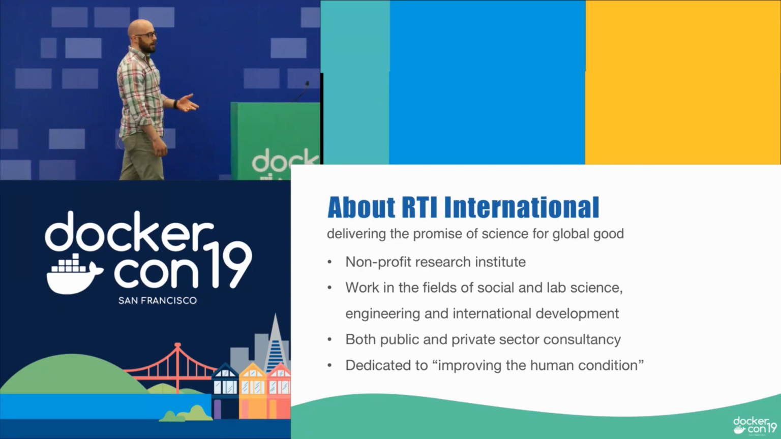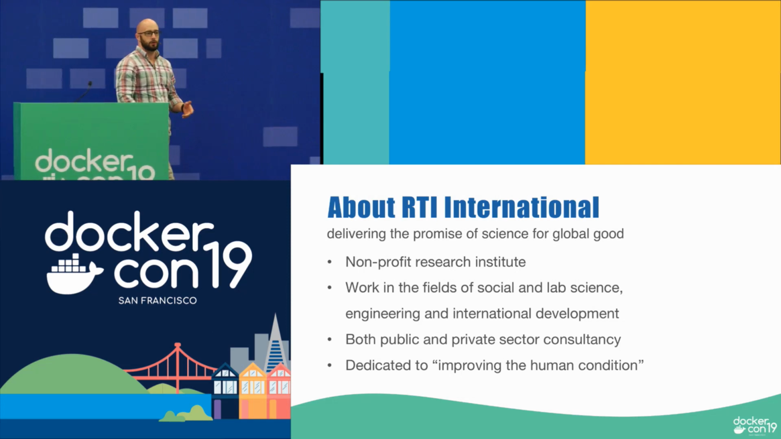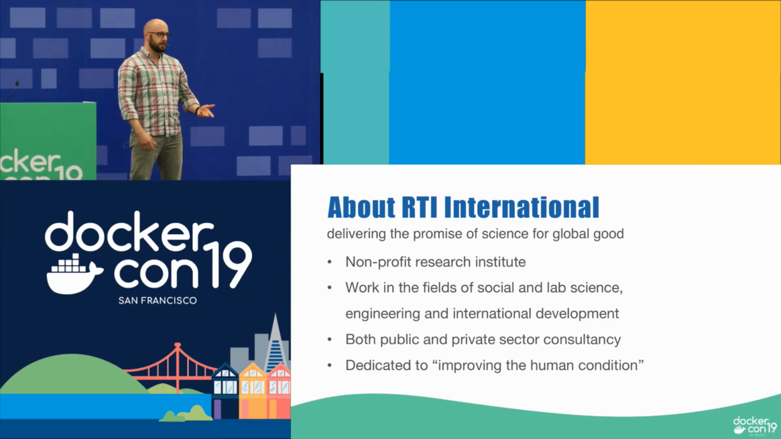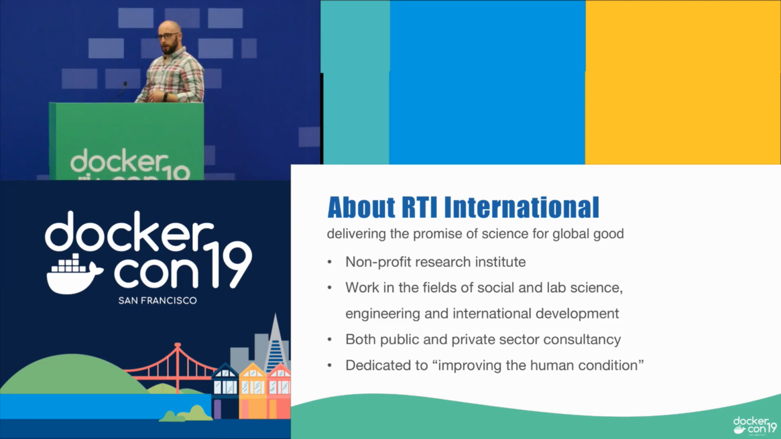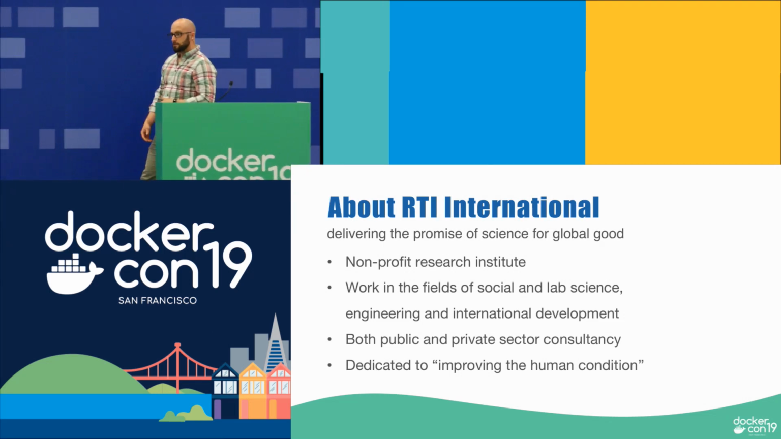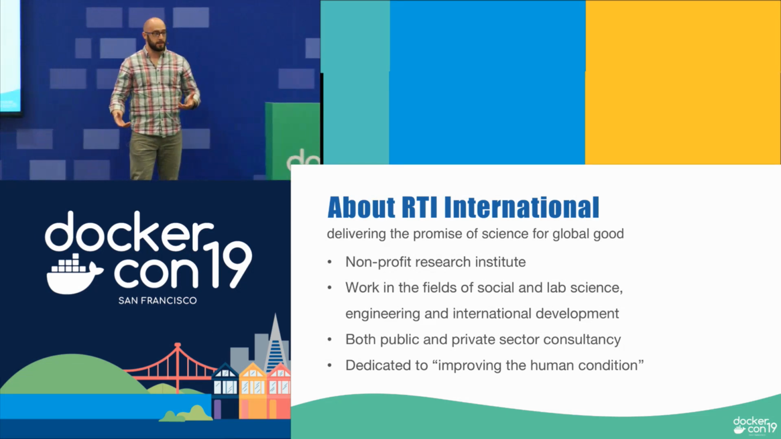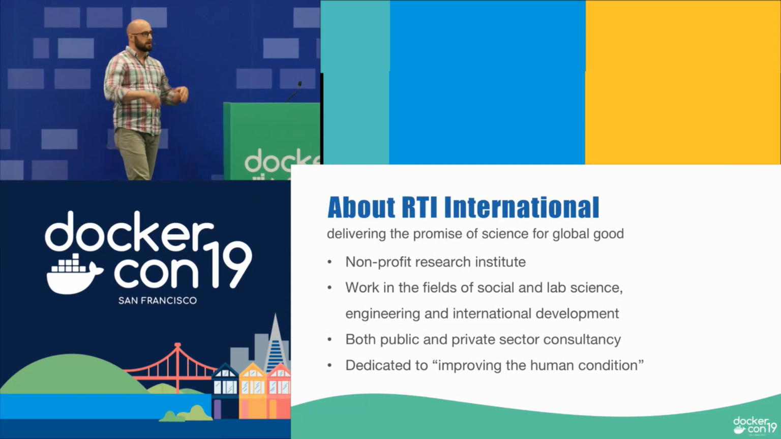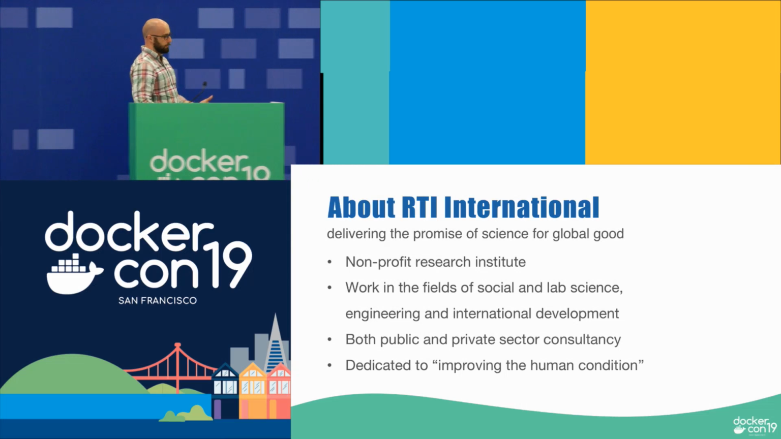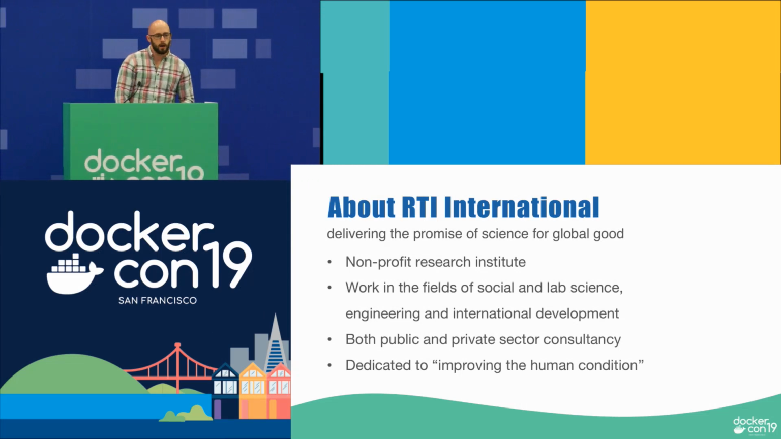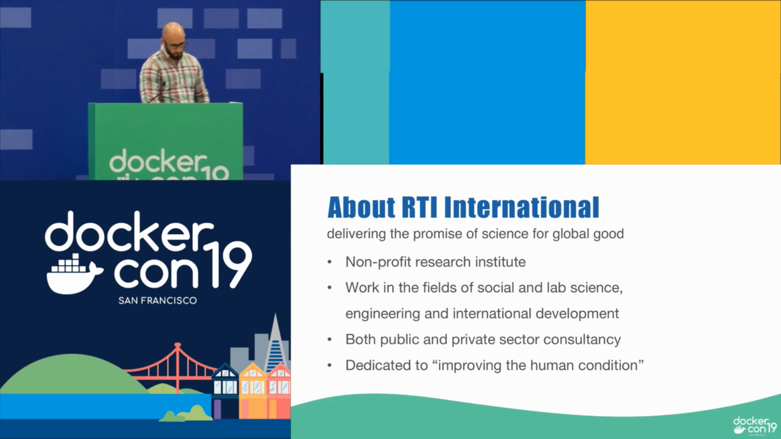So RTI International is a nonprofit research institution based in North Carolina. We work in the social, statistical, health, and physical sciences, the engineering disciplines, and we do some international development. Most of our work is public sector, though we do some private sector work. But the one core theme to all of our projects is that they, in some way, seek to make the world a better place for society. We try to move the needle. We try to make the world better. We try to improve the human condition. Our corporate tagline is delivering the promise of science for global good.